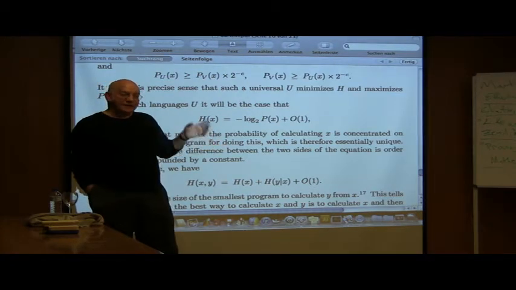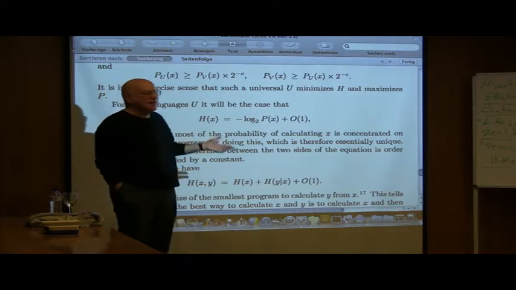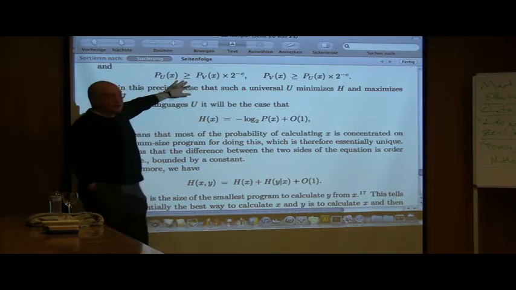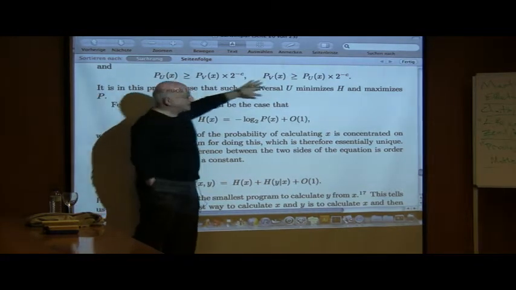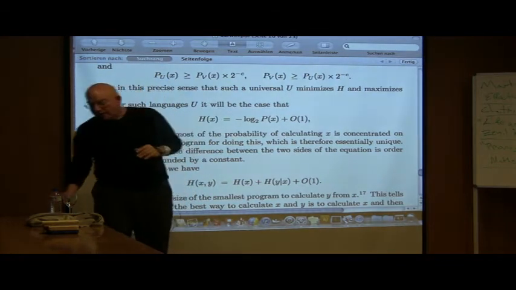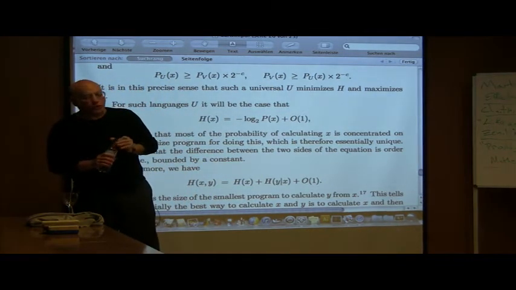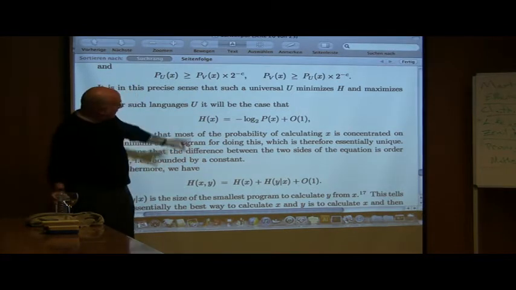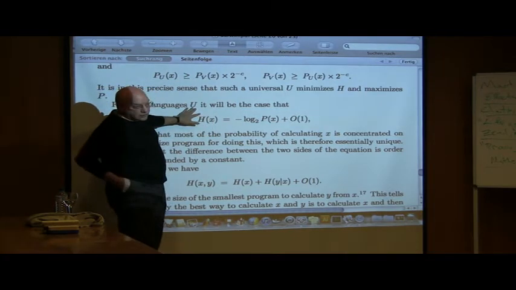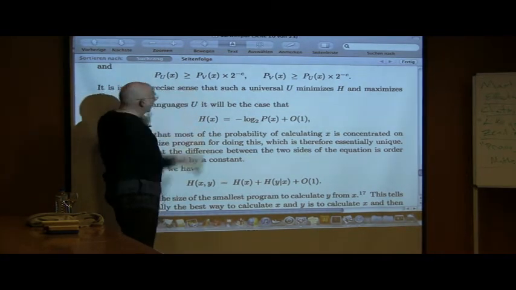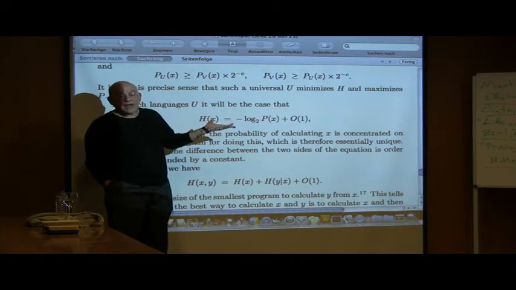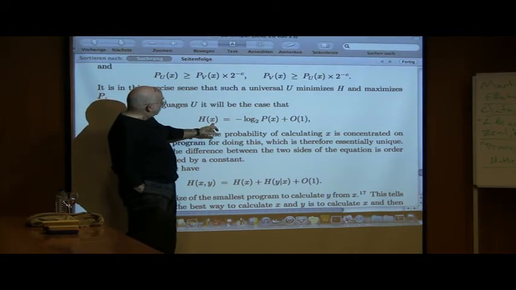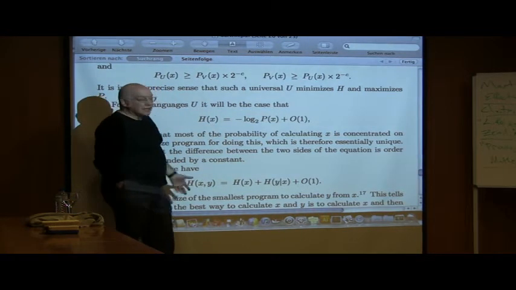And minimizing the size of the program to calculate x means that you're maximizing the probability that a program typed at random will calculate x. So in this precise sense, these universal Turing machines that are used in this theory give you small programs, and they give you high probabilities. And the connection is between the size in bits of the smallest program for x, so pick a particular u, and let's keep it fixed with the properties that I said, universal machine, but that's like picking your language for describing objects algorithmically. Here, this is the size in bits of the smallest program to calculate x.